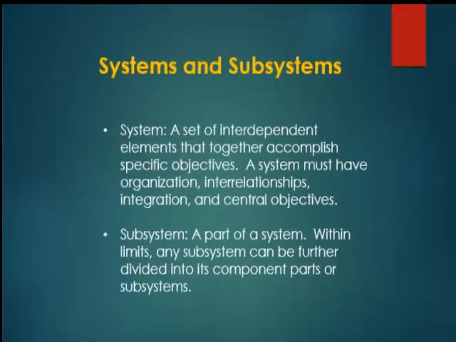Let's now take a look at systems and subsystems of which the AIS is a part. A system is a set of interdependent elements that together accomplish specific objectives. A system must have organization, interrelationships, integration, and central objectives. A subsystem is a part of a system. Within limits, any subsystem can be further divided into its component parts or subsystems.